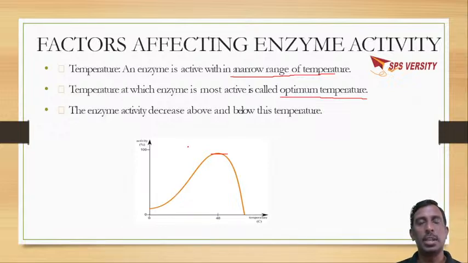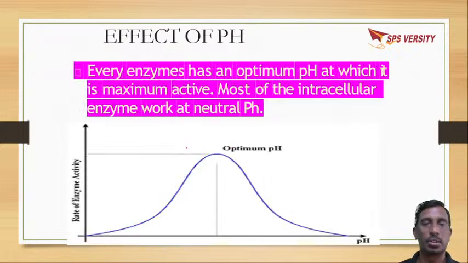At high temperatures, the proteins undergo denaturation. So their folding will change at high temperature. That's the reason why at high temperatures the enzymes cannot function. At low temperatures the proteins will become inactive. That's how temperature will affect the enzyme activity.